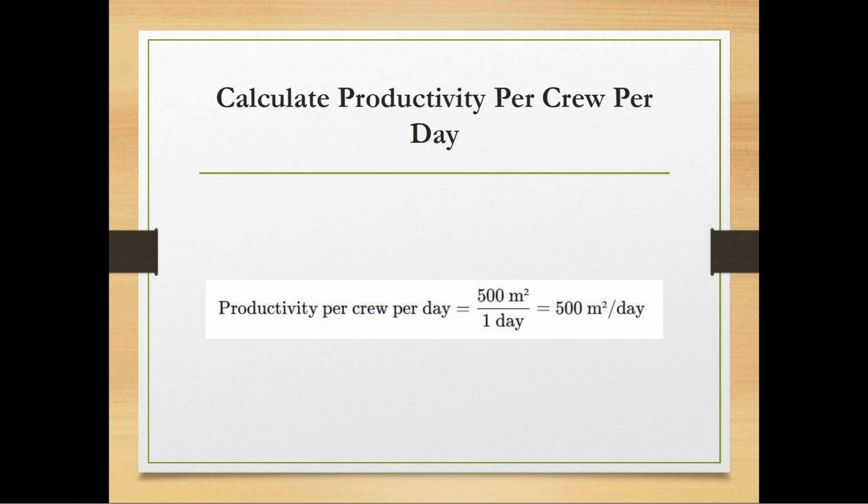First, we calculate the productivity per crew per day. We consider total quantity 500 meters square and duration is 1 day. So 500 meters square divided by 1 day will give us productivity of 500 meters square per day.